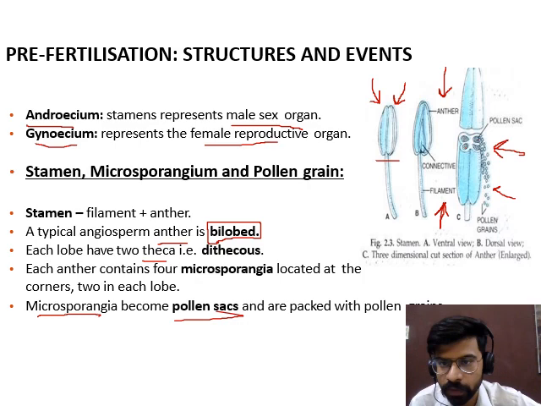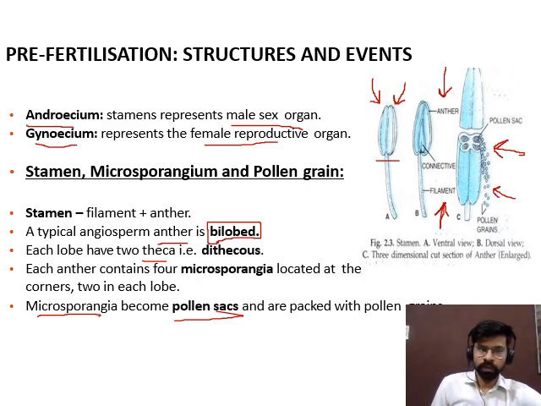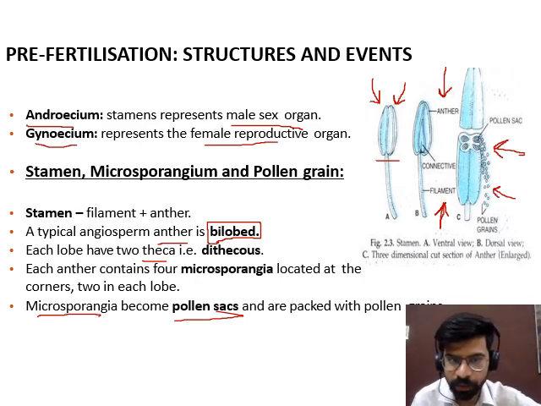This one, so this is the stamen. Stamen consists of filament and anther. Anther is generally bilobed, dithecous. There are 4 microsporangia, and these microsporangia become pollen sac in which pollen grain formation takes place and they are packed. When the anther gets mature, the anther breaks down and the pollen grains move out from the anther into the surrounding environment.